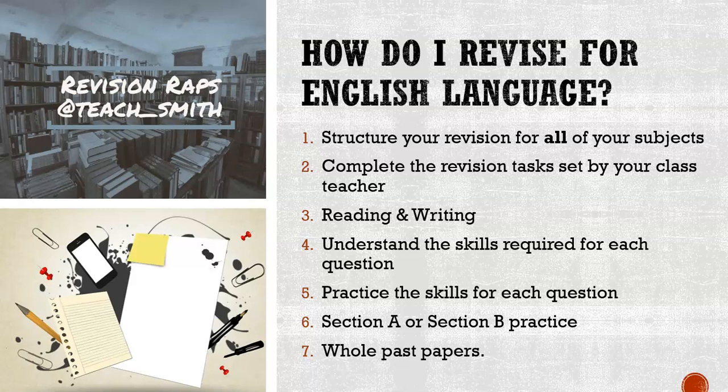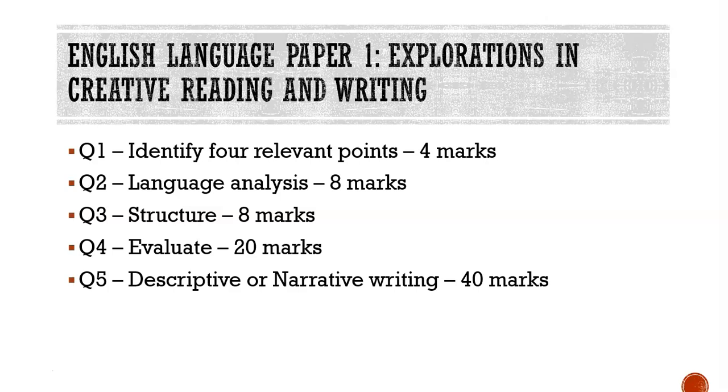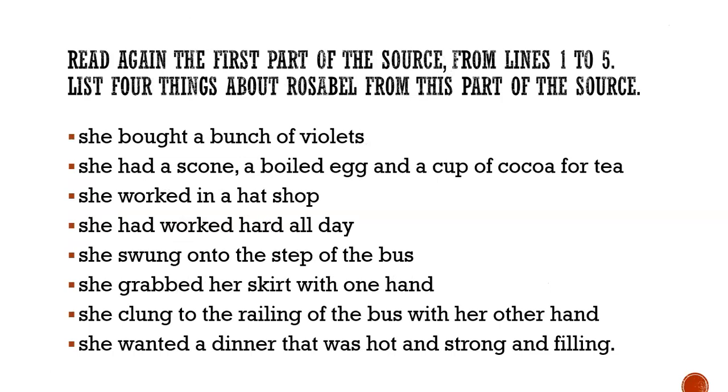So remember, English language paper 1: you identify 4 things, then there's language analysis, structure analysis, the evaluation, then the descriptive or narrative writing. So I'm really not going to go through question 1 very much. Again, this is a Rosabelle paper. I'll put a link to download the resources in the description. But remember, just keep it simple. No analysis, no inference. Keep it really simple, make 4 simple statements.